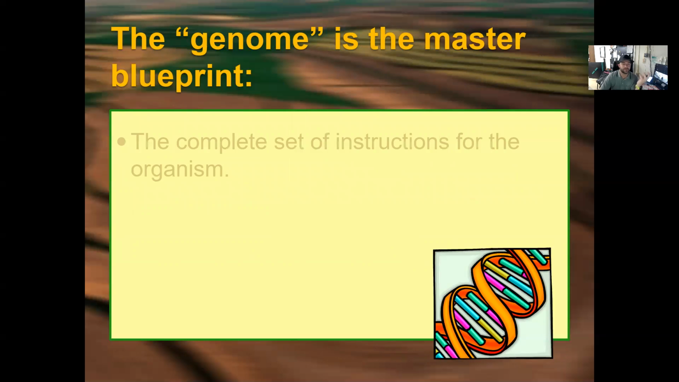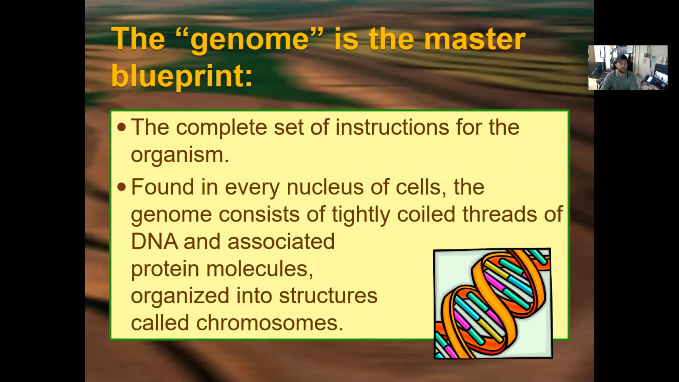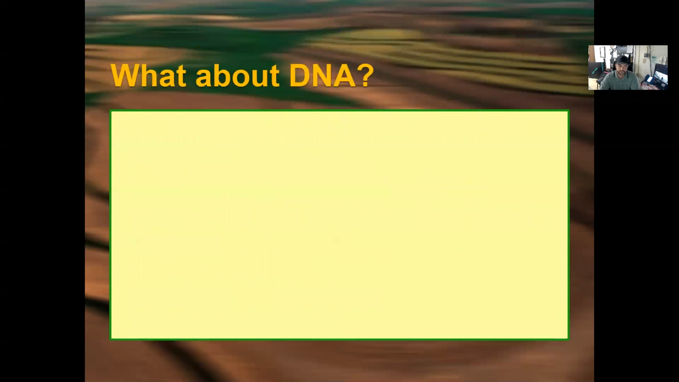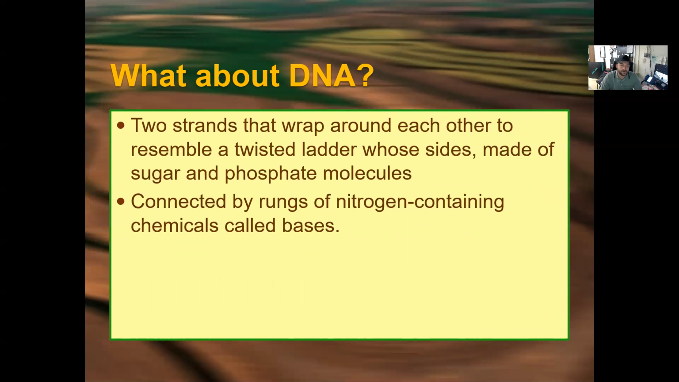So, the genome is the master blueprint, a complete set of instructions for an organism found in every nucleus of the cell. The genome consists of tightly coiled threads of DNA and associated protein molecules, organized into structures called chromosomes. So what about DNA? Two strands wrap around each other to resemble a twisted ladder whose sides are made of sugar and phosphate molecules, connected by rungs of nitrogen-containing chemicals called bases.